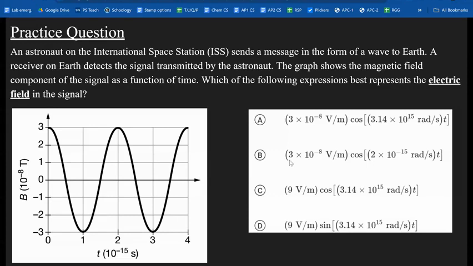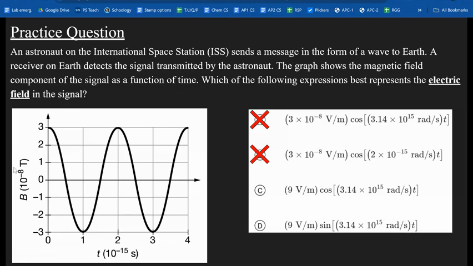So we take a look at this slide then, and we see that the amplitude of our B field is 3 times 10 to the minus 8. Now, what we have to immediately do is say that's the B field. They're asking about the E field. So our amplitude cannot be 3 times 10 to the minus 8. It just can't, because the E field and the B field are related, but they're not equal. So all of a sudden we're down to C and D.